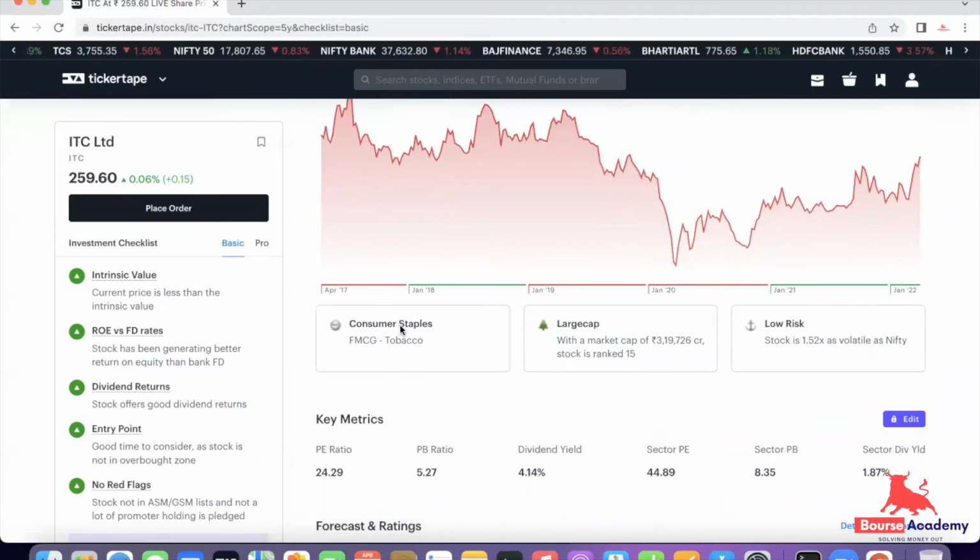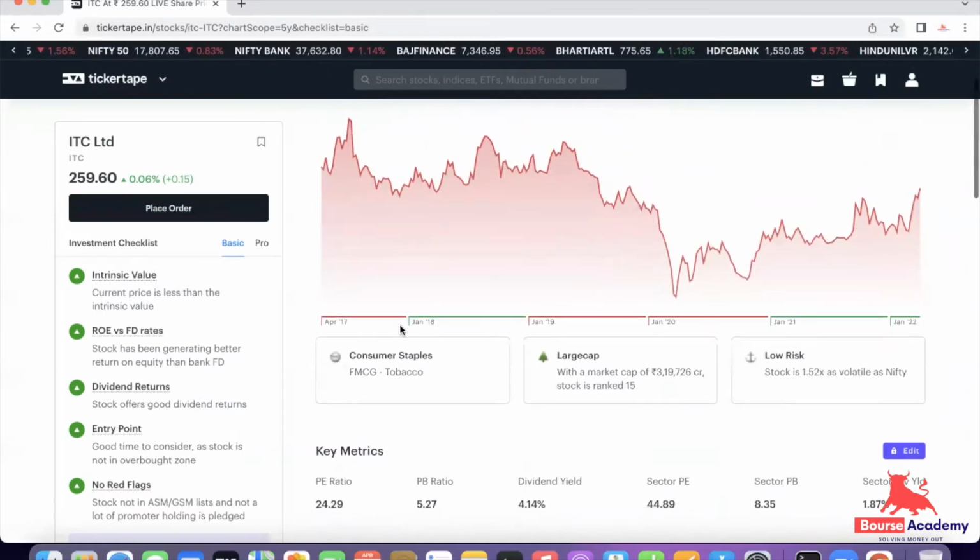So you can clearly see that the company is dealing in the tobacco segment. So the company is now a specialist in the tobacco segment. Also we can see the company is now a large cap stock. So it is not some small company, it is currently valued as the 15th largest company in India on the basis of market capitalization.